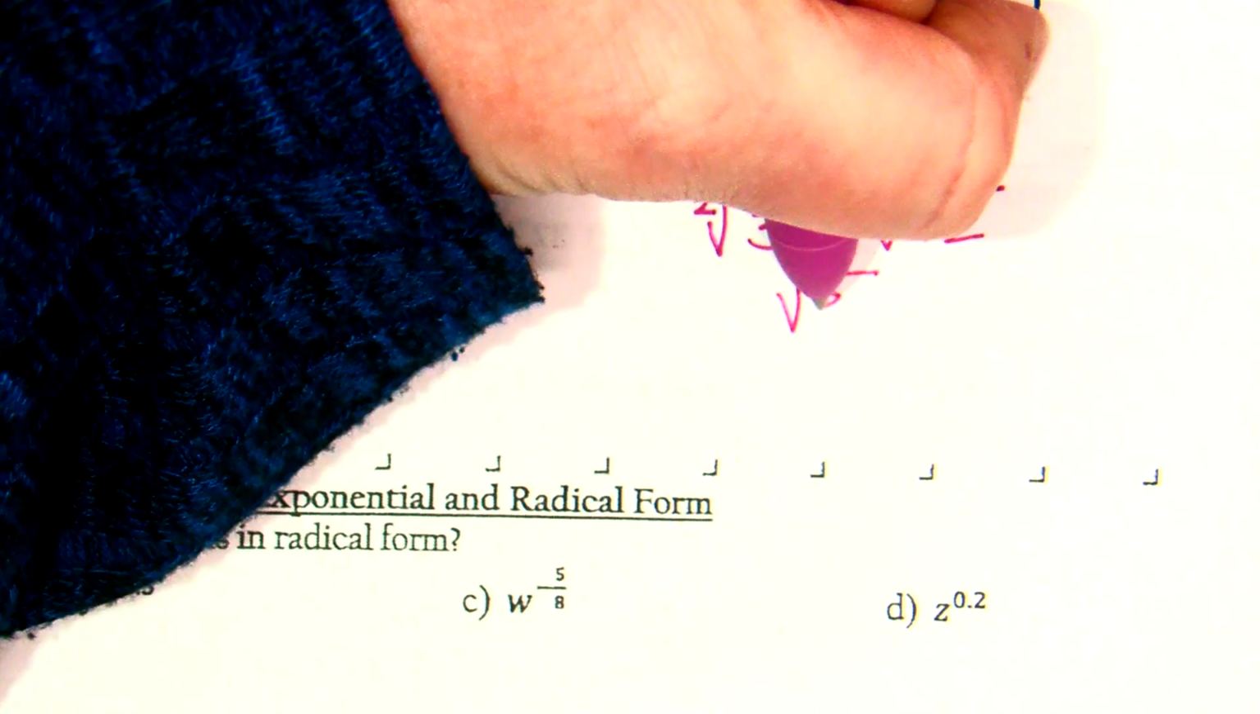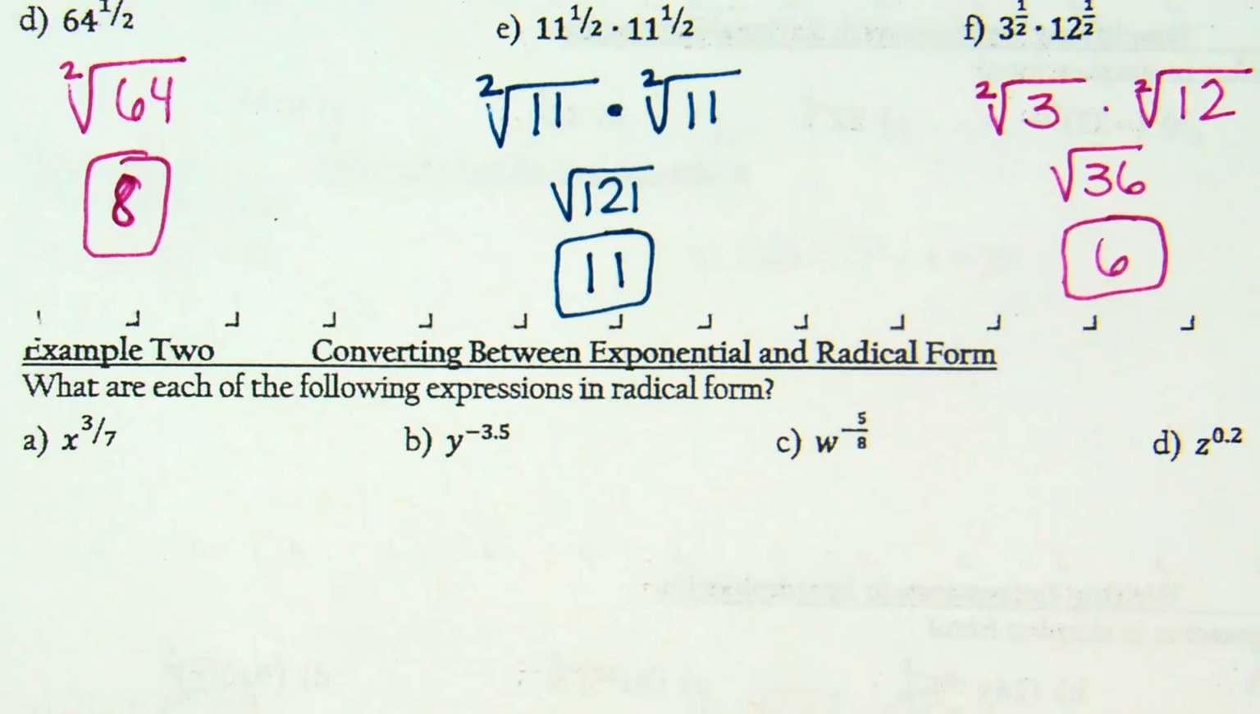Now let's go down to example 2. In example 2, we are going to be looking at going back and forth. So in the first row, we're going to be going from exponent form to radical form. And then we're going to flip-flop it on the bottom row, and we're going to go from radical form to exponent form. So again, it's using that rule to be able to convert back and forth. So if I look at A, what are the following expressions in radical form? So x to the 3/7.